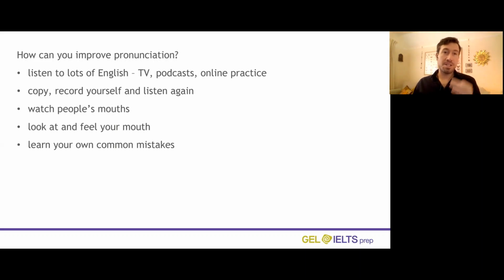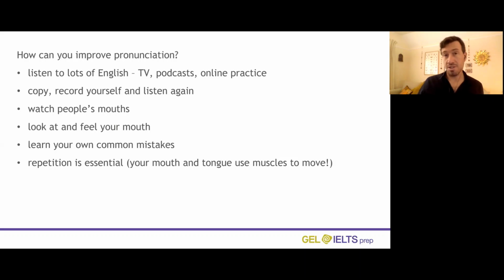This is really important. Learn your own common mistakes. What do you make mistakes with all the time? If you recognize it, you can then start to correct it. So if your teacher corrects your pronunciation, make a note of what they corrected you on and keep a record and try to improve that.